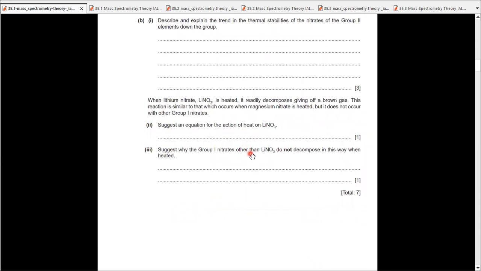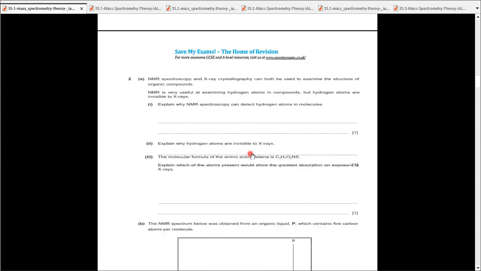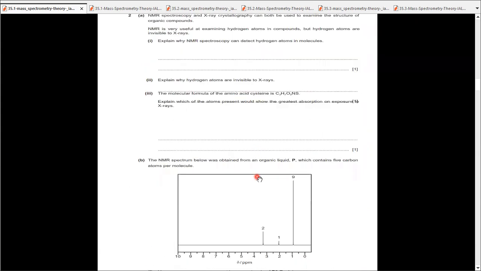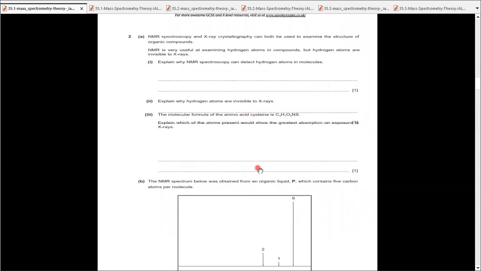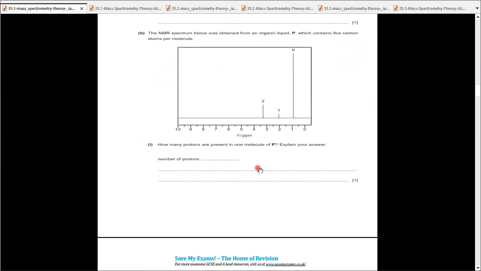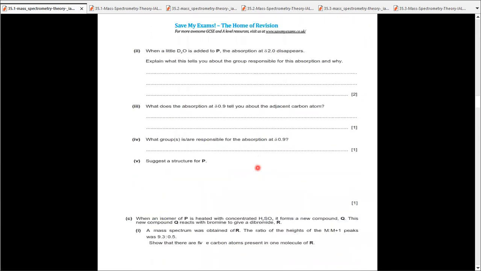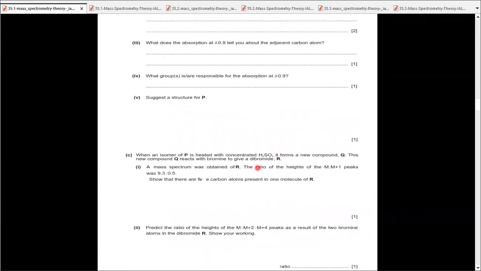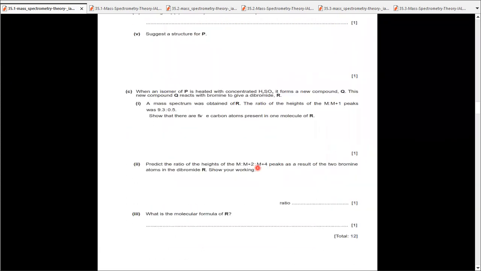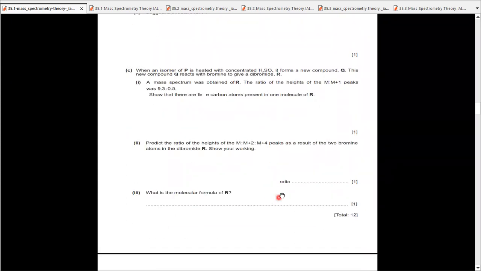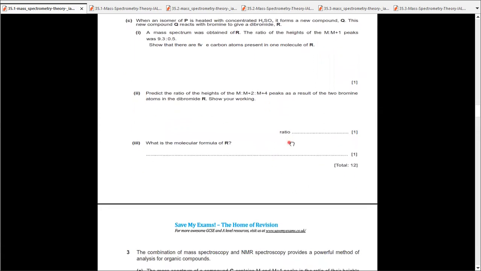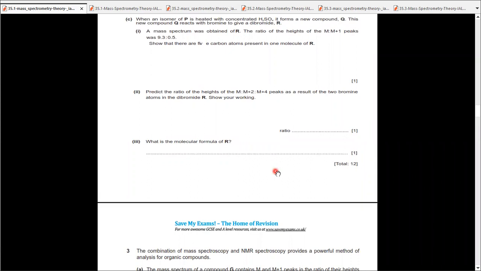This is definitely not related to mass spectrometry, so let's skip it. NMR, skip it. I'm only going to ask you questions from mass spectrometry, so if there is anything related to some other stuff, we won't be doing it. Okay, C part. You can definitely do C on your own.